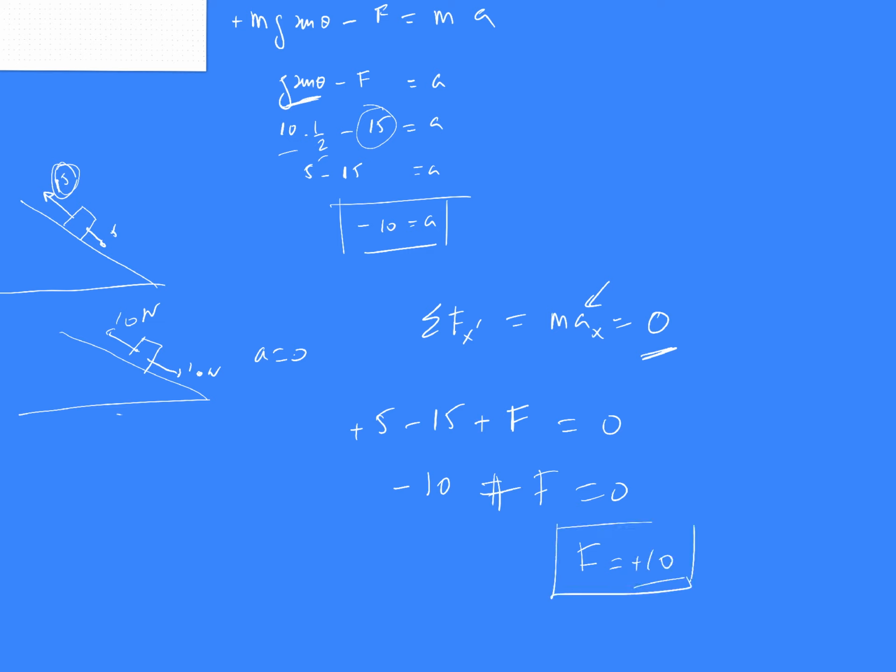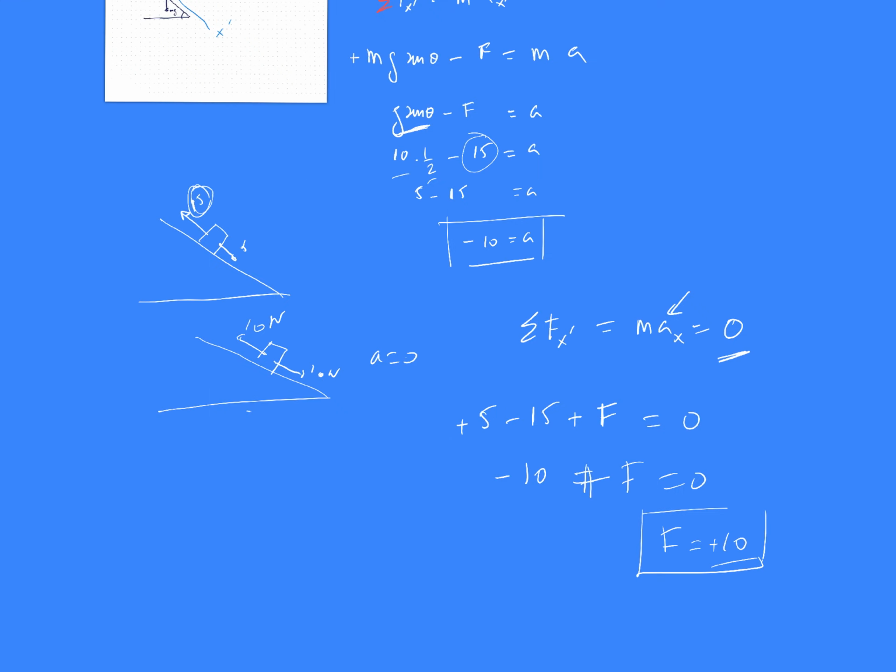10 in the positive direction, so 10 goes downward. So this is the result, 10 newtons. This was the result. It's the same result. Okay, so this is the force that I have to add to the problem to create a condition of zero acceleration. Let's go to the next problem.